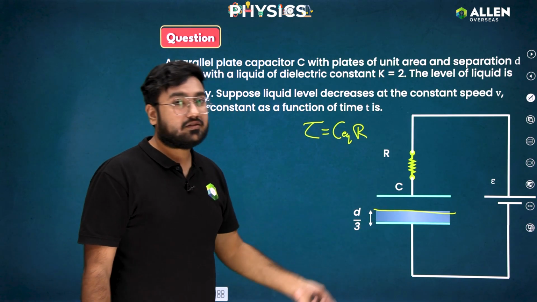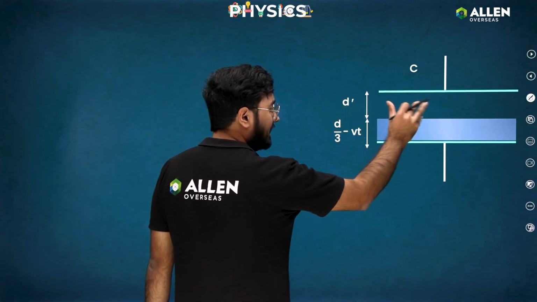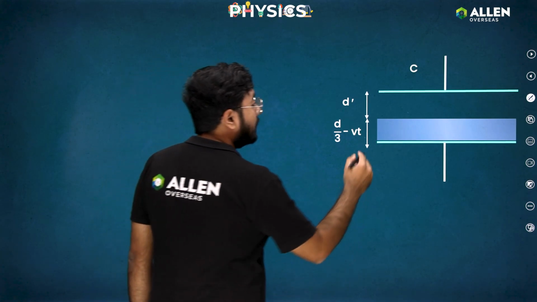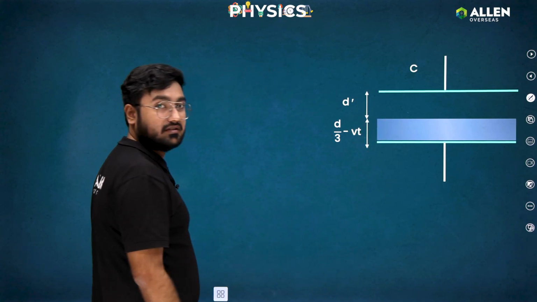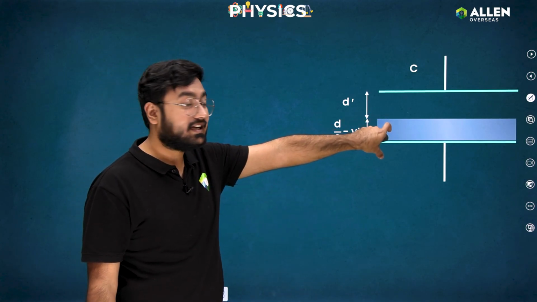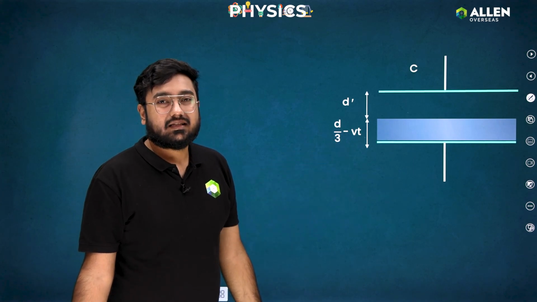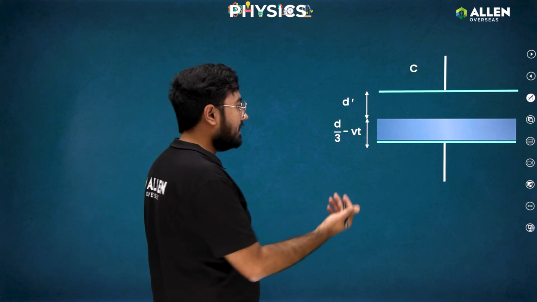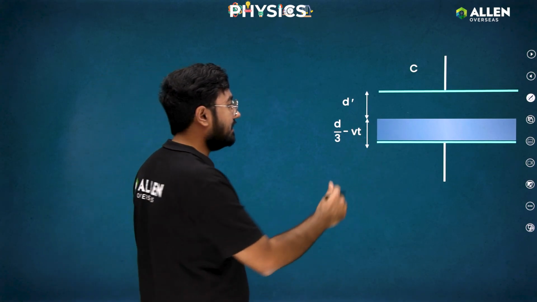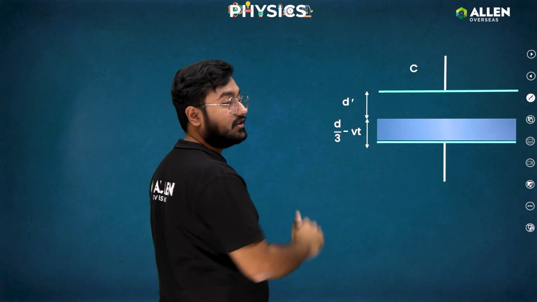So let us zoom into this. At any time t, if v is the velocity with which it is flowing out, what will be the width that is remaining? d by 3 was initial. At any time t, it will be d by 3 minus vt. They are saying that the depth is decreasing with the velocity v. So it will be d by 3 minus vt.